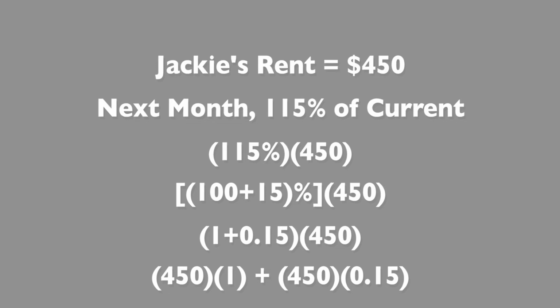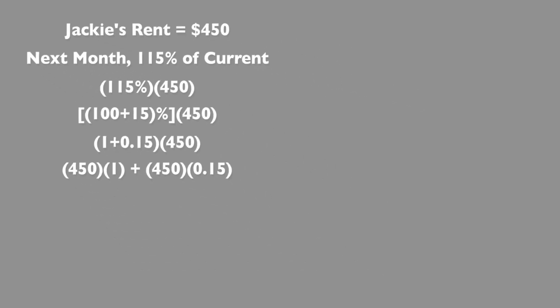So we will go ahead and write that out as a problem over here to the side. We could write 15 over 100. In fact, let's go ahead and do that as a fraction. 15 over 100. That's 3 over 20. 15 divided by 5 is 3. 100 divided by 5 is 20. And then we multiply that by the 450.